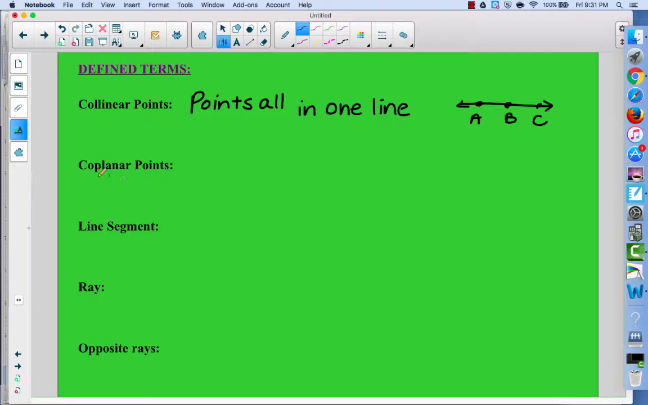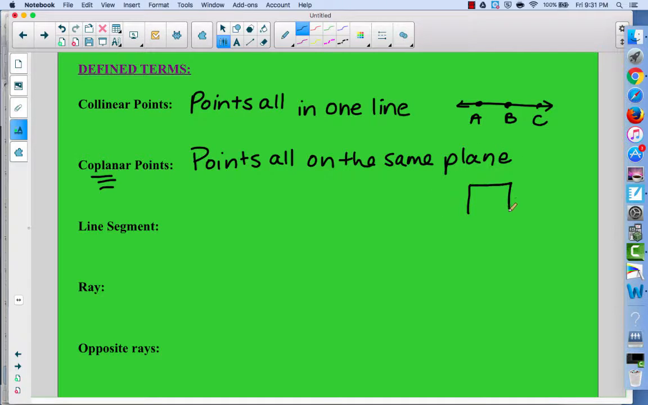All right, whereas coplanar points are points all on the same plane. So if I give you this, A, B, C, and I tell you that this is plane G, then A, B, C are coplanar points.